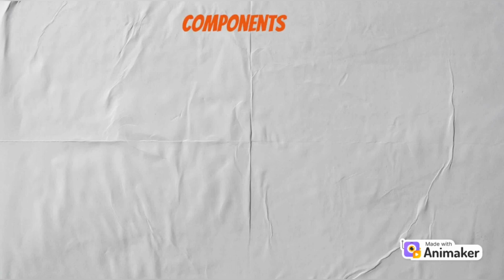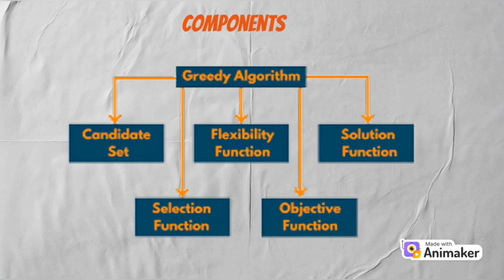There are five components in a greedy algorithm. The first comes the candidate set. A solution is created from the set. The second is the selection function. It is used to choose the best candidate or subset that is needed to be added to the solution. The third is the feasibility function. It is used to determine whether the candidate can be able to contribute to the solution.